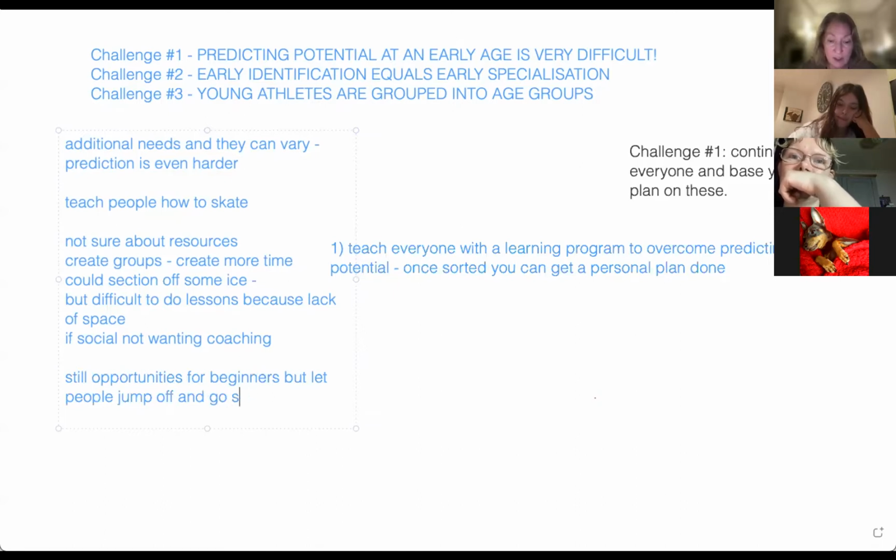And that goes to the point that Vicky was making, where she said continually assess everyone and base your training plan on these. Do you want to come in with anything else on that point, Vicky? Because it's an excellent point. I think sometimes it's a little bit of signposting. So if someone is wanting to be a social skater, you teach them.